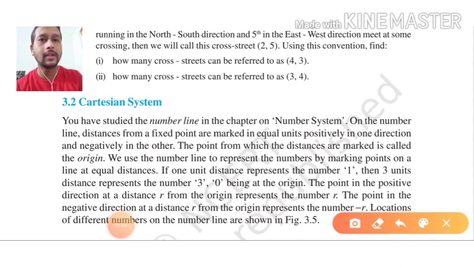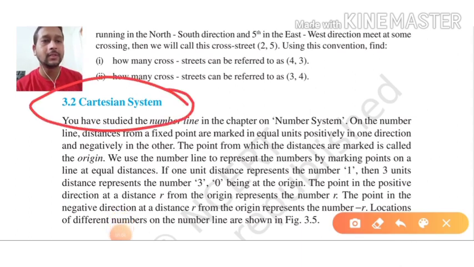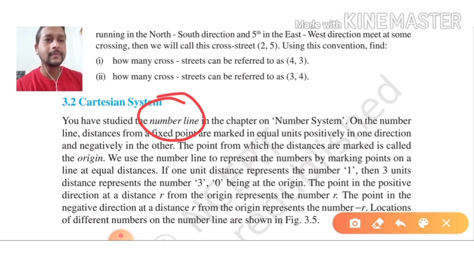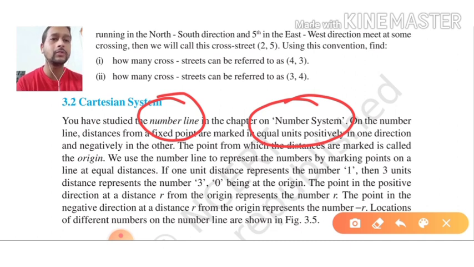At first we'll learn about the Cartesian system. Before going to learn about the Cartesian system, we know about the number line, and this we got in the chapter called the number system before also. So what exactly is the Cartesian system?